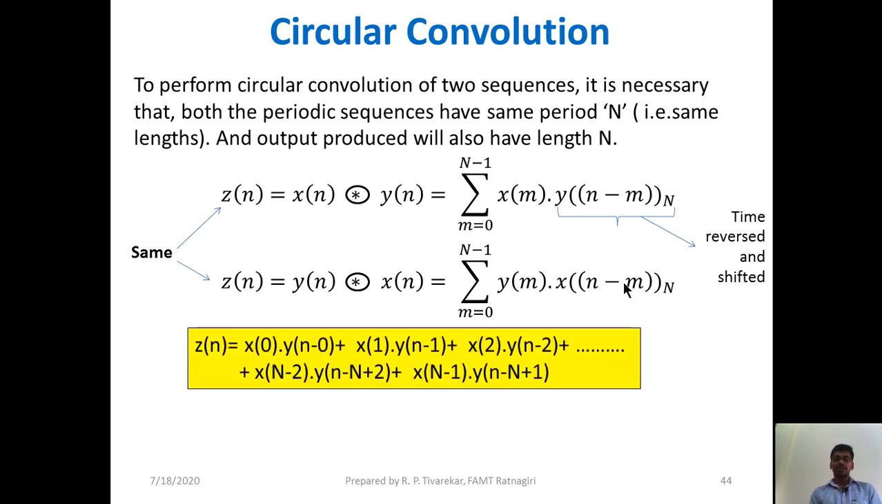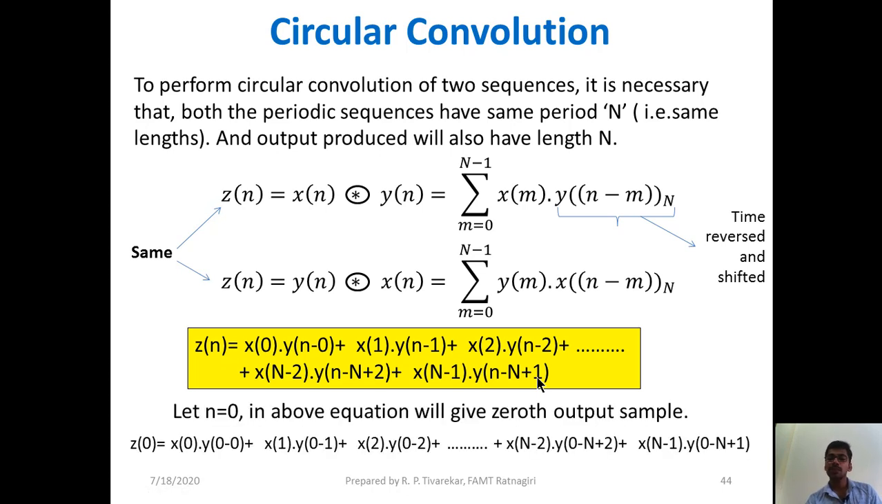So if I expand the first equation where x is fixed and y is the reversed and time shifted version, then I have output z of n equal to, if I substitute values of m in these indices, x0 y of n minus 0, x1 y of n minus 1, x2 y of n minus 2 and so on, x of n minus 2 y of n minus N plus 2, obvious because m is to be substituted, then x of n minus 1 y of n minus N plus 1. So you can verify this. This is the expanded version of this summation sign.